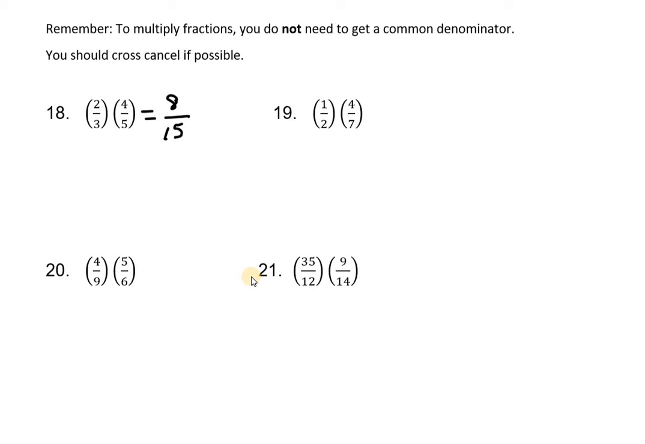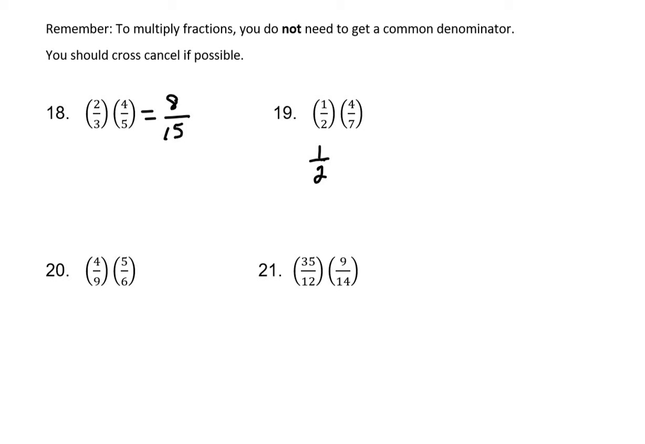Now in problem 19, I can cross cancel. What that means is that there's a number in the numerator and the denominator that has a common factor. The 2 and the 4 have a factor of 2 in common. So what I want to do is to rewrite this. Now I'm going to do this slightly different than how you learned this in elementary school, because the way I'm going to do this is going to prepare you for what we're going to be doing with algebraic fractions in intermediate algebra. The 1/2 I'm just going to leave as 1/2.